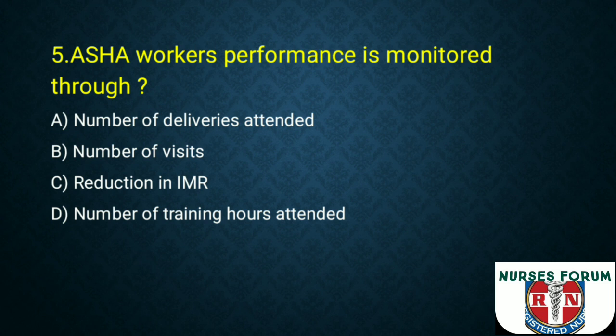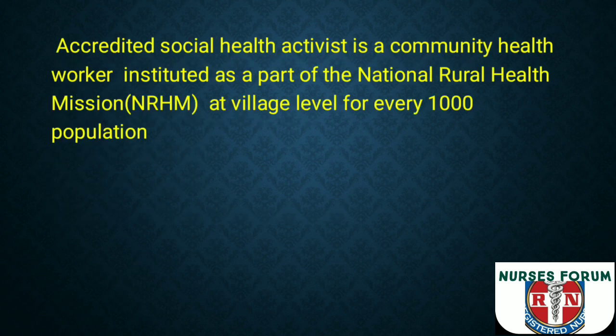Next question. ASHA worker performance is monitored through number of deliveries attended, number of visits, reduction in infant mortality rate, number of training hours attended. And the correct answer is reduction in infant mortality rate. Accredited Social Health Activist, ASHA, is a community health worker instituted as a part of the National Rural Health Mission at village level for every 1000 population. One ASHA worker will work at the village level for every 1000 population.